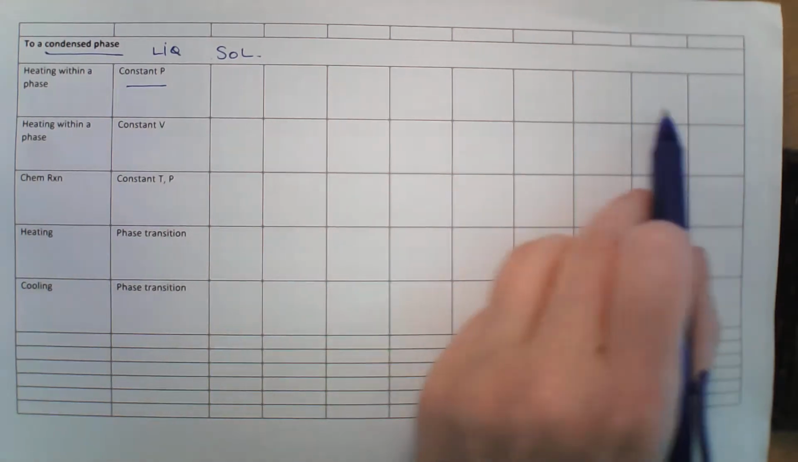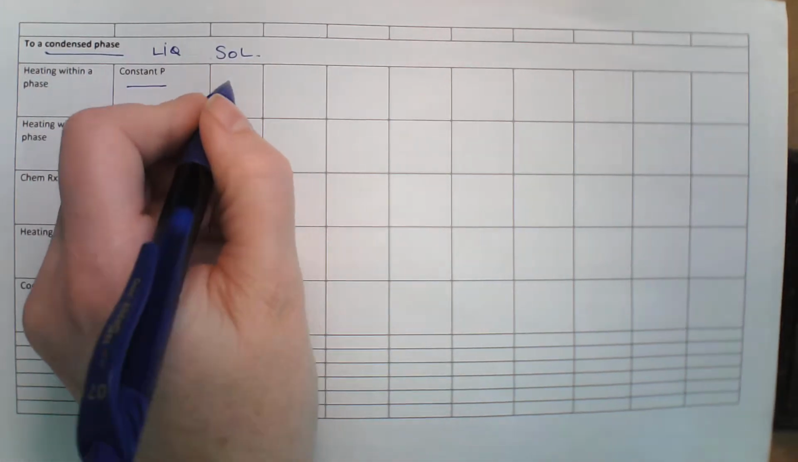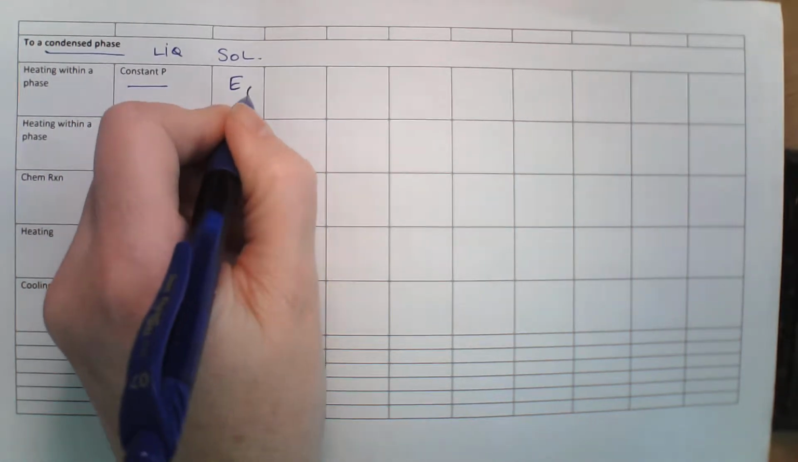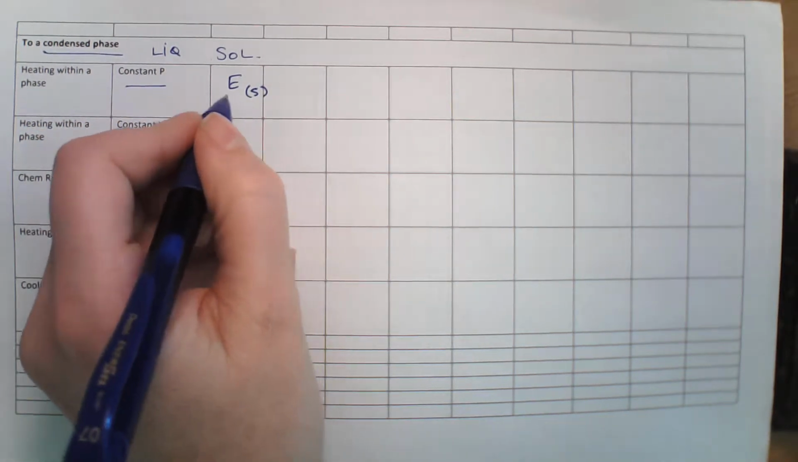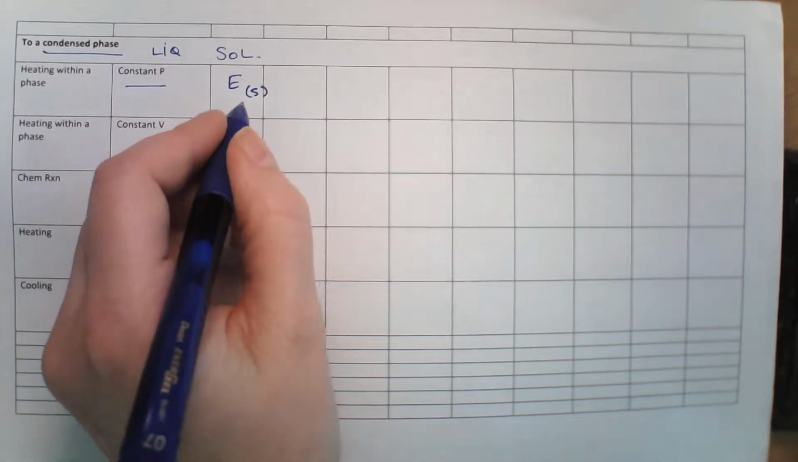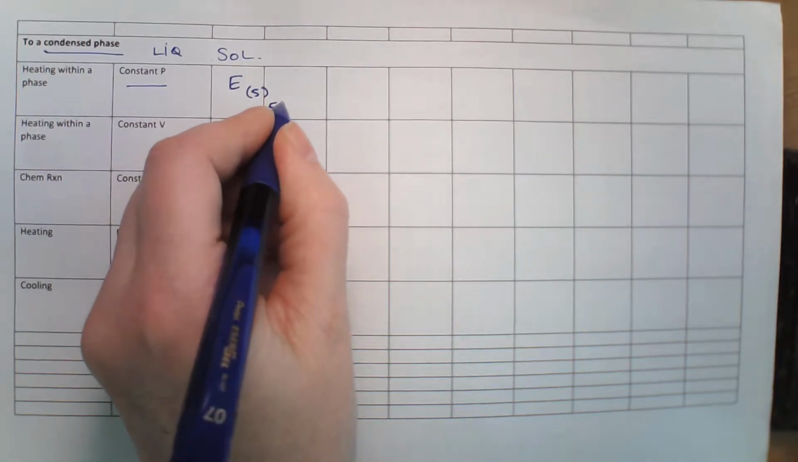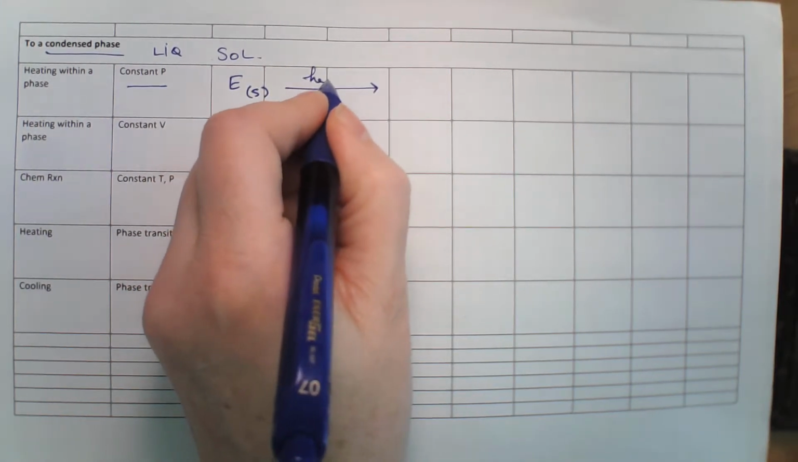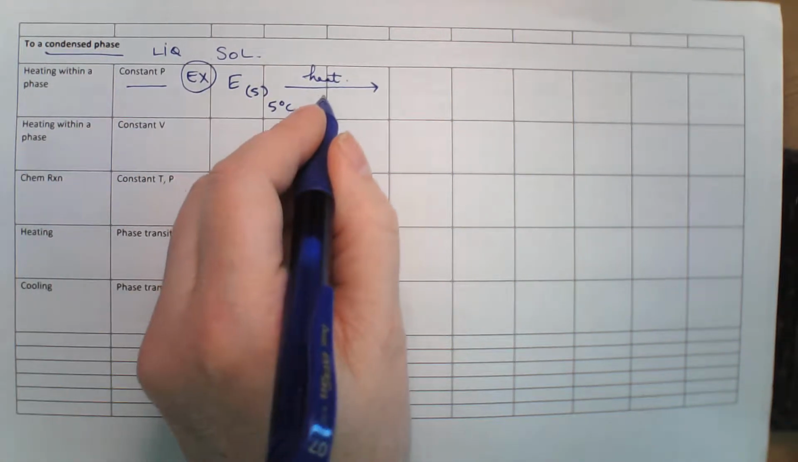So let's just use this space to write up. Let's say I have a compound E, and E is a solid, and let's say that I have E as a solid at 5 degrees Celsius, and I'm going to heat it. Okay, so there's my example. I'm going to heat it at a constant pressure.